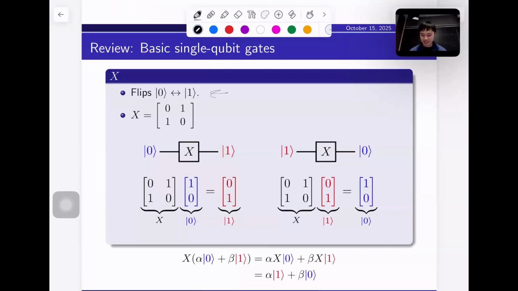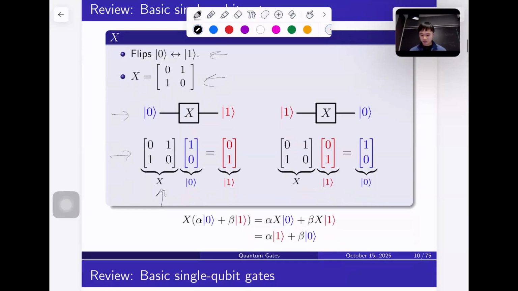So X acting on 0 gives you 1 and vice versa. This is how you represent it as a matrix. And then if you want to see it acting on a circuit, you have these wires, as we talked about last time, and you read them from left to right, and you have the X acting on it. And then you can verify that this is what it looks like in the circuit diagram, and this is what it looks like as a matrix. And just know that the matrix goes on the left of your state because that's how matrix multiplication works.